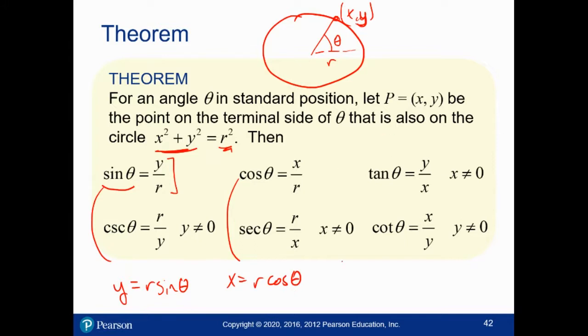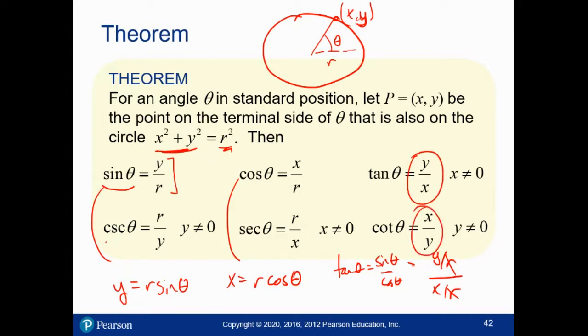Tangent is still the sine of theta over the cosine of theta. Now the sine of theta was y over r, and the cosine of it was x over r, and these r's cancel anyway, so this is still just y over x. Similarly, in cotangent, they're going to cancel, and you get x over y.